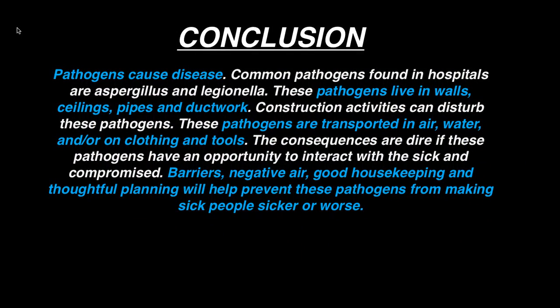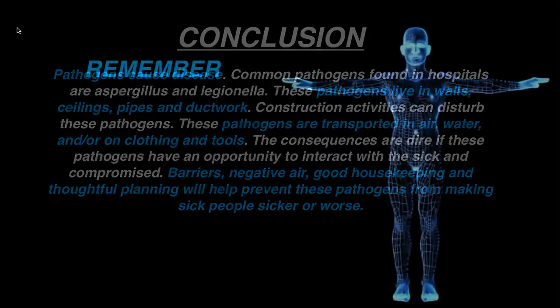Conclusion. Pathogens cause disease. Common pathogens found in hospitals are Aspergillus and Legionella. These pathogens live in walls, ceilings, pipes, and ductwork. Construction activities can disturb these pathogens. These pathogens are transported in air, water, and/or on clothing and tools. The consequences are dire if these pathogens have an opportunity to interact with the sick and compromised. Barriers, negative air, good housekeeping, and thoughtful planning will help prevent these pathogens from making sick people sicker or worse.